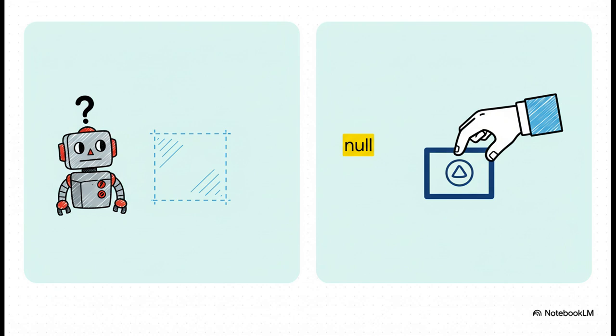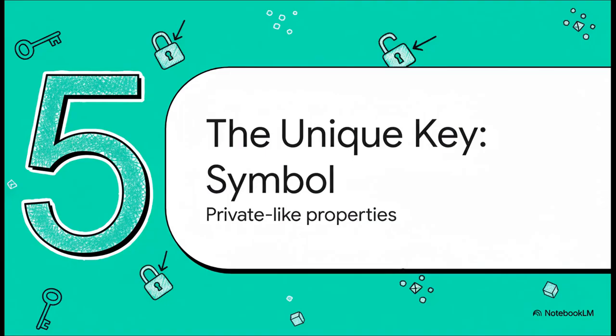Null, on the other hand, is something you, the developer, have to assign. It means I am deliberately setting this variable to have no value. It's the system saying, I don't know, versus you saying, I know, and the answer is nothing. For example, if a user deletes their profile picture, you might set the profile picture URL to null to show it's now intentionally empty.